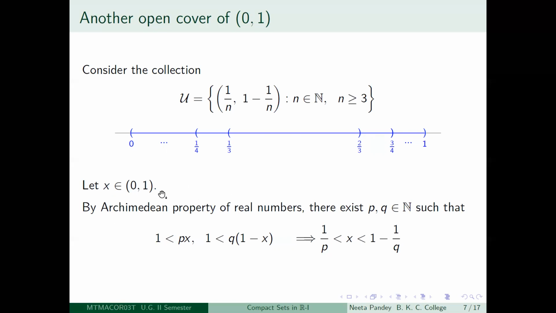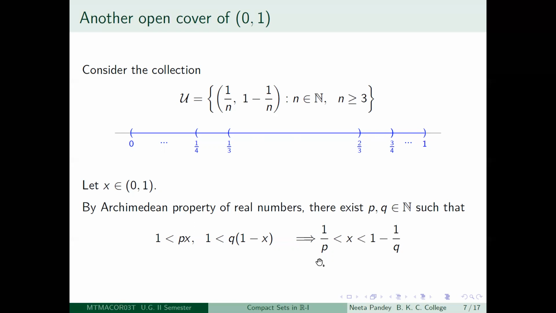Since x is a point in the open interval 0, 1, both x and 1 minus x are positive numbers, and therefore by the Archimedean property, you will be able to get two positive integers, p and q, which may be different. That is the issue. So that one is less than px and one is less than q times 1 minus x. So what do you get if you arrange this properly? You get that x is greater than 1 by p and is less than 1 minus 1 by q. So you see, you're almost there, but not quite.